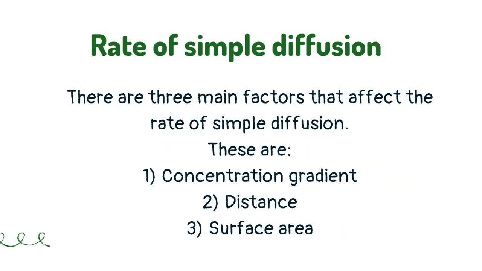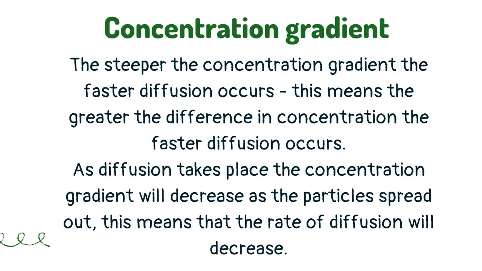There are three main factors that affect the rate of simple diffusion. These are 1. Concentration gradient, 2. Distance, 3. Surface area. The steeper the concentration gradient, the faster diffusion occurs. This means the greater the difference in concentration, the faster diffusion occurs. As diffusion takes place, the concentration gradient will decrease as the particles spread out. This means that the rate of diffusion will decrease.